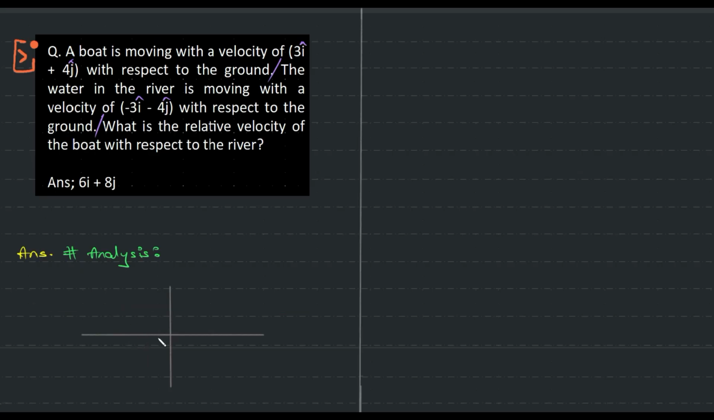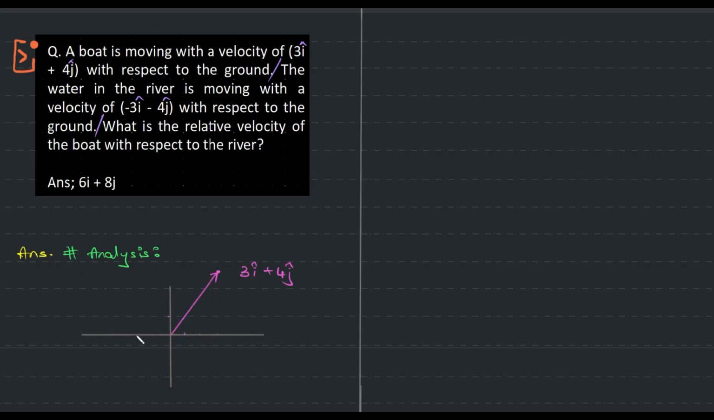So the boat is moving with the velocity of 3 and 4. Somewhere here actually it would be something like this. This would be 3 i cap plus 4 j cap. And this is with respect to the ground, that is.